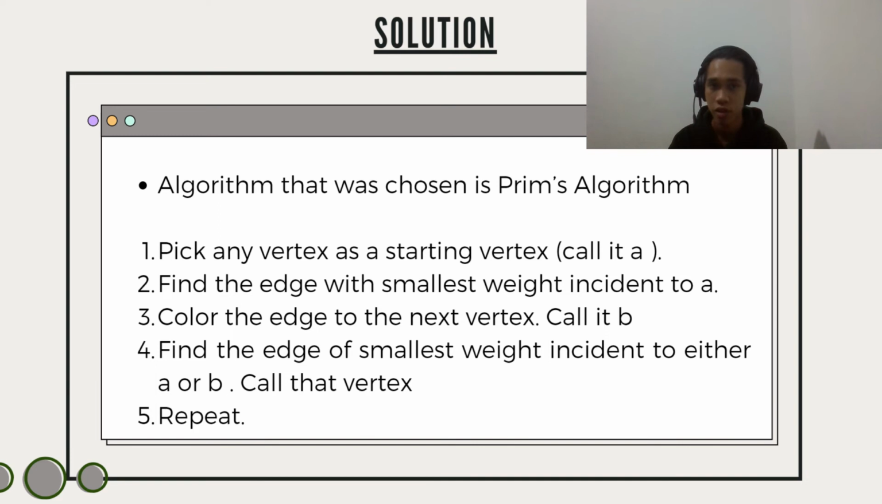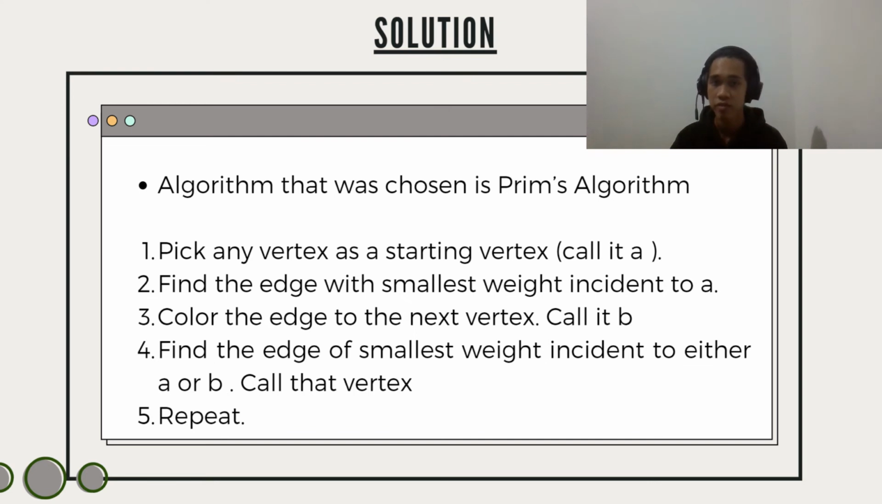Thus, from the spanning tree, we'll be using what we call Prim's algorithm. Prim's algorithm is an algorithm that finds a minimum spanning tree for a connected weighted undirected graph. So how do we construct a Prim's algorithm?